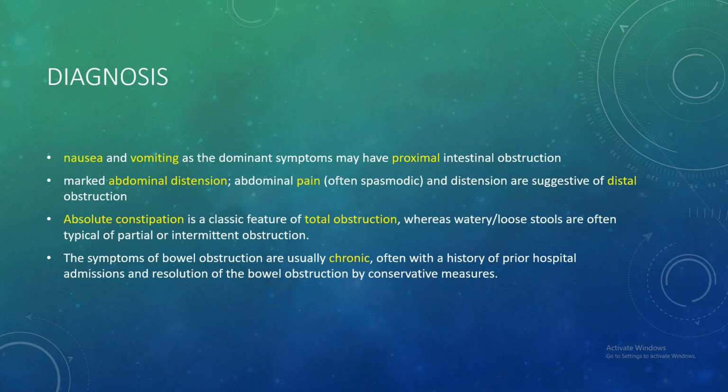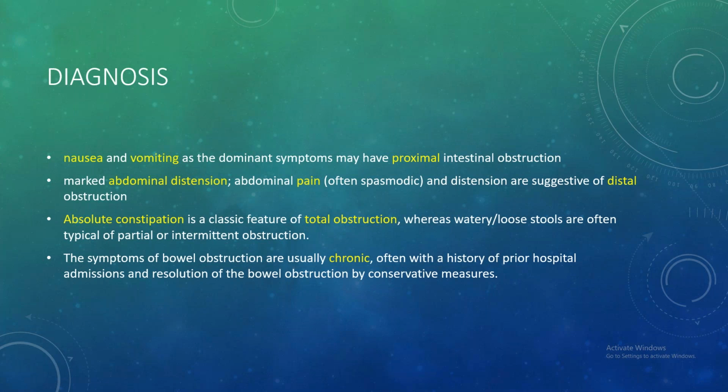Now, how are you going to diagnose this intestinal obstruction? Nausea and vomiting are the predominant symptoms of proximal intestinal obstruction. So when the woman has proximal intestinal obstruction, common symptoms are nausea and vomiting. While for distal obstruction, the common symptoms are abdominal distension and abdominal pain. Usually it is a spasmodic pain. So spasmodic pain plus abdominal distension are common features of distal obstruction.